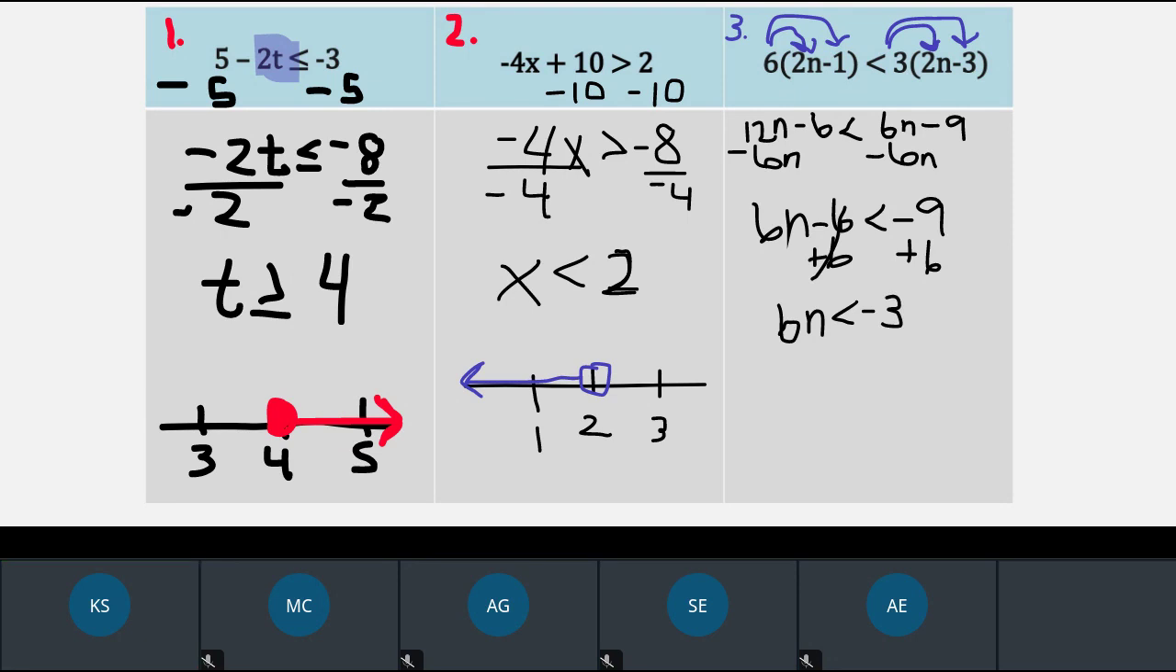Good. Is it Itana? Did I say your name right? Itana, good job. All right, now I'm going to divide by 6 on both sides. Good. So n would be less than negative 0.5, or you could write it as negative 1/2.